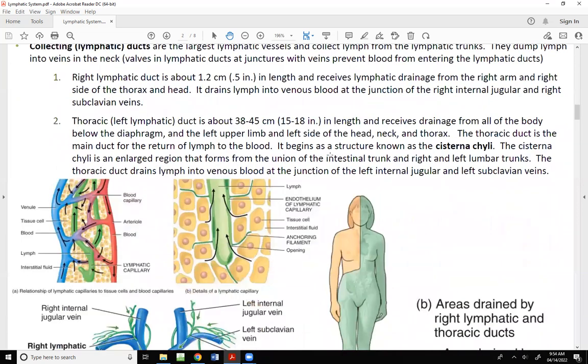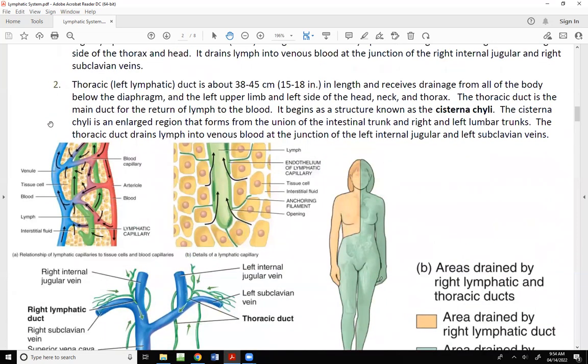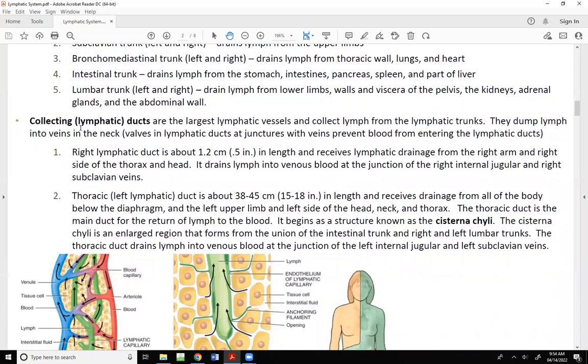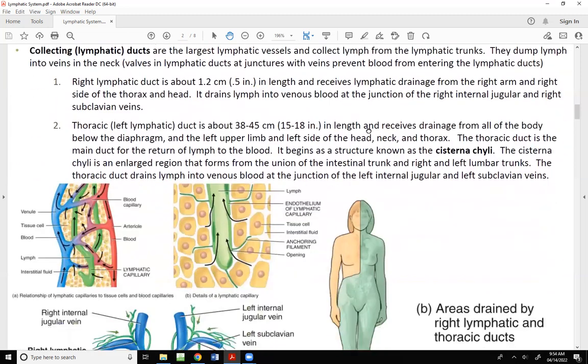And if you look here, we can see the last type of vessels we'll talk about, which are the collecting or lymphatic ducts. Okay, these are the largest of our lymphatic vessels, and they collect the lymph from those 9 trunks. They then are the ones that dump the lymph back into the veins, which are up there in the upper chest neck area. And there are valves located here at the junctions with the veins, preventing blood from entering the lymphatic ducts. Okay.